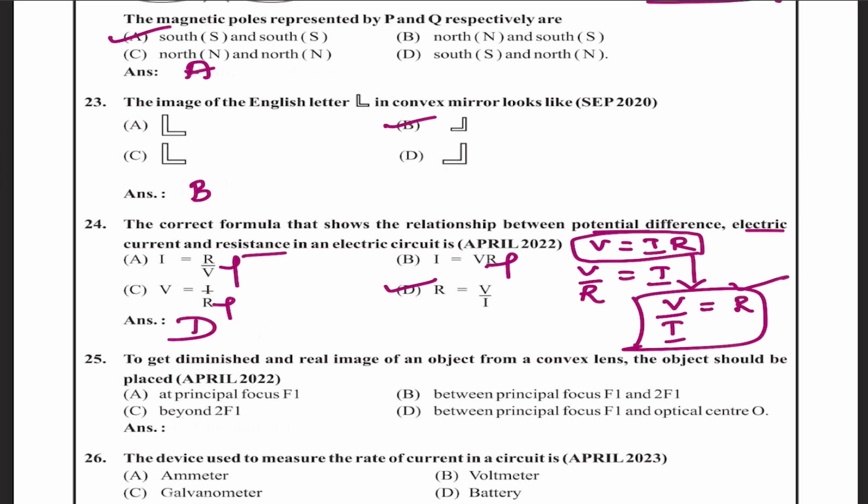Coming to the next question, to get a diminished and a real image in a convex lens, we have to place the object beyond 2F1. Hence, the correct answer for 25th question is option C. The ray diagram as well as the table which gives all the 6 cases of the convex lens is very important to solve MCQs. Memorizing the table will save your time while solving MCQs.